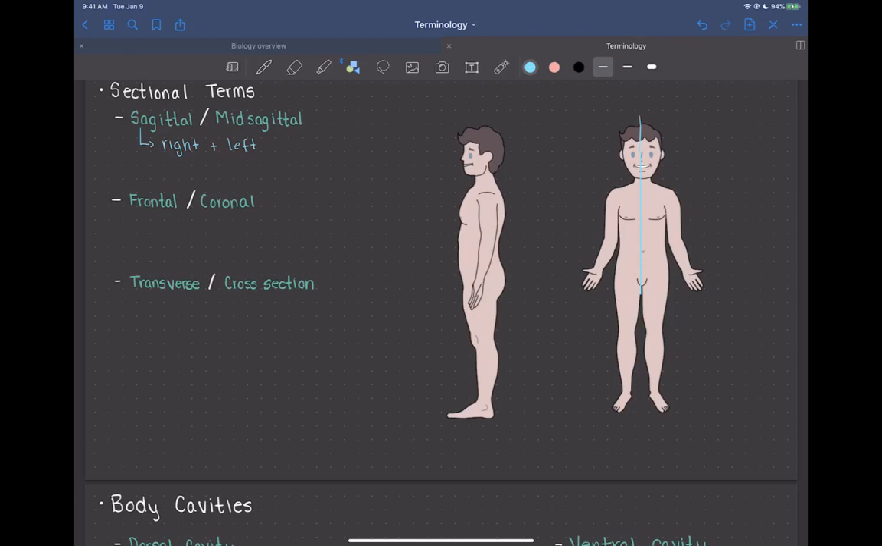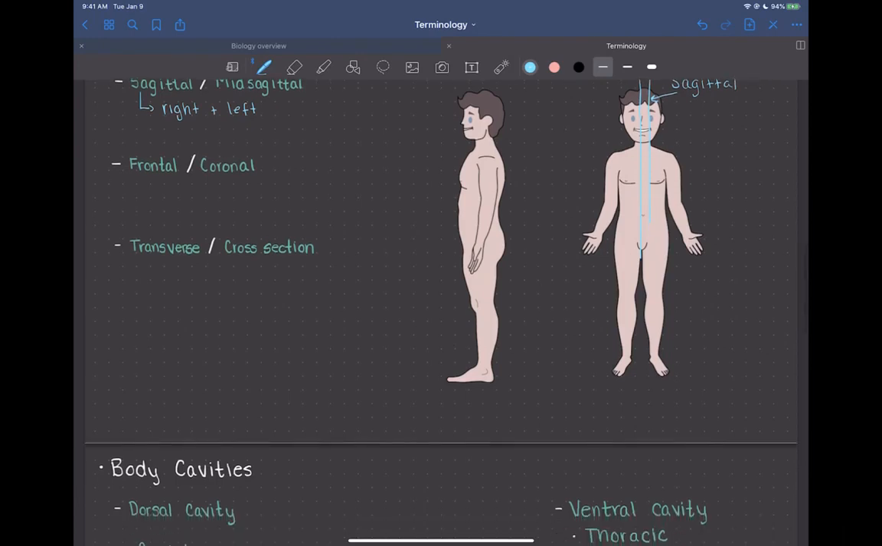Okay, but we could also have one here, all right? That would just be a sagittal section. So this would be sagittal, compared to this being pretty much mid-sagittal. If that was directly on the middle, the midline, that would be mid-sagittal. Okay, so sagittal divides into right and left parts.